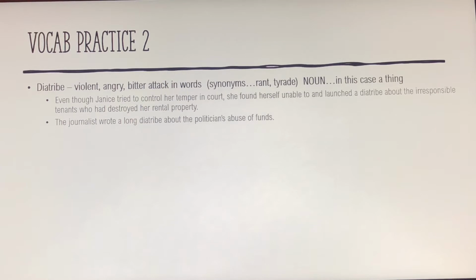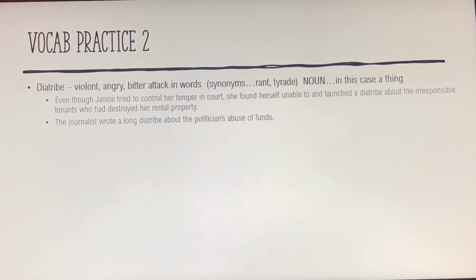Oh, all right. The next one says, the journalist wrote a long diatribe about the politicians' abuse of funds. So this is a person that is writing about someone, right, in politics or in the government who have been using people's money in the wrong way. And so they're also very angry about it, and they want to attack this person in words.